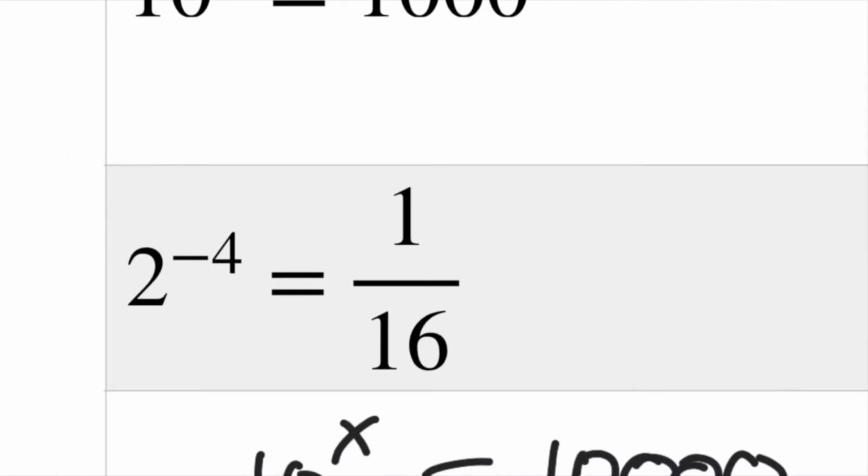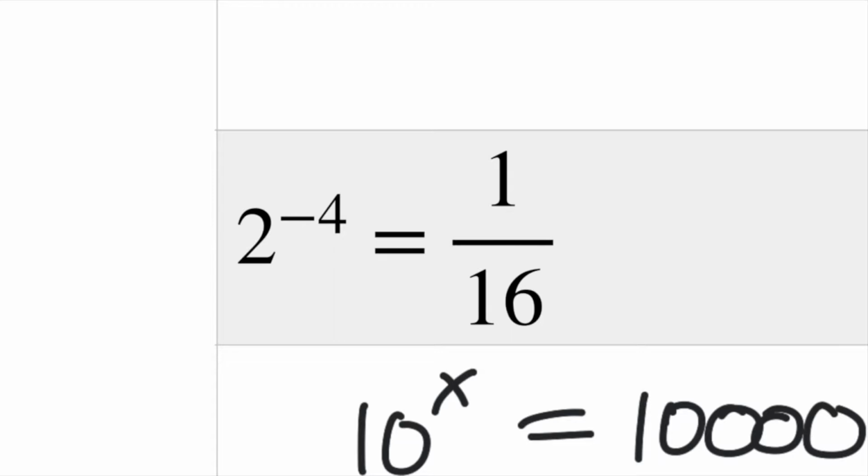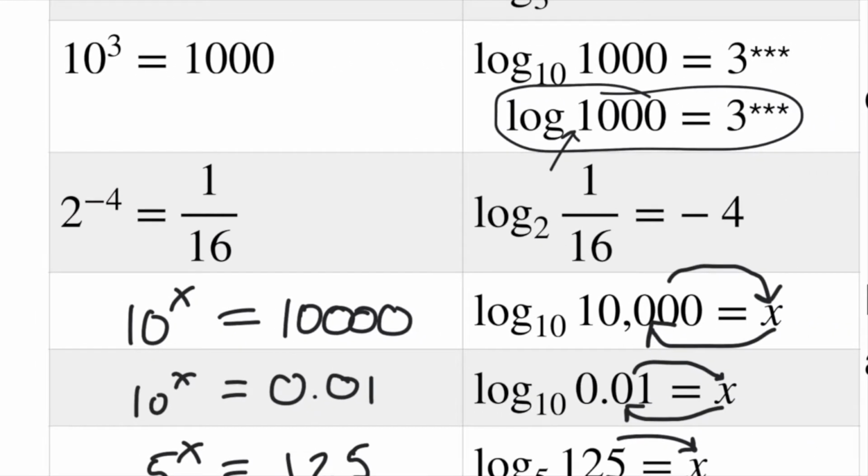All right, again, 2 to the negative 4 does equal 1/16. The base is 2, the exponent is negative 4, and the power is 1/16. If you're going to translate that into a logarithmic equation, the base is 2, the power is 1/16, and the exponent is negative 4. You can produce that by switching the exponent and the power.